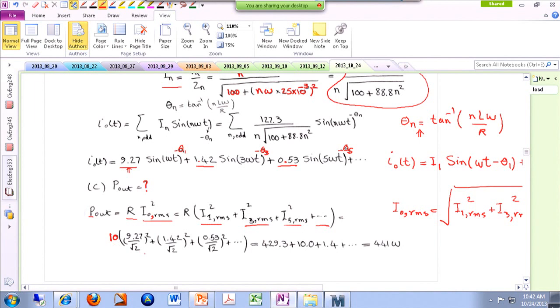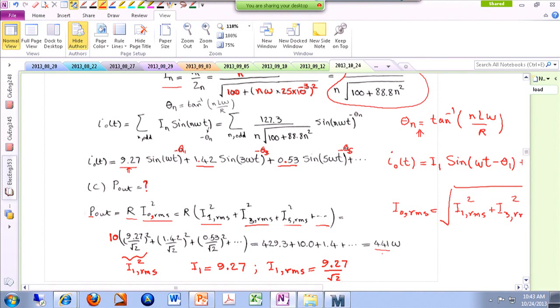and this particular one. Remember, I1 is 9.27, but this is the amplitude. If you are interested in I1 RMS, it is 9.27 over the square root of 2, and that's actually what we have used over here. So this is I1 RMS squared, then I3 RMS squared, then I5 RMS squared, and they all end up with 444 watts.